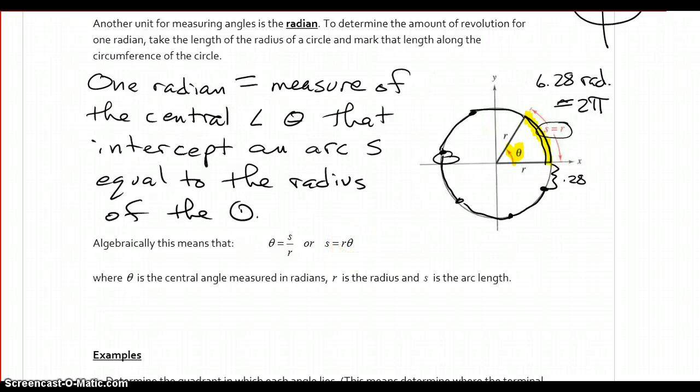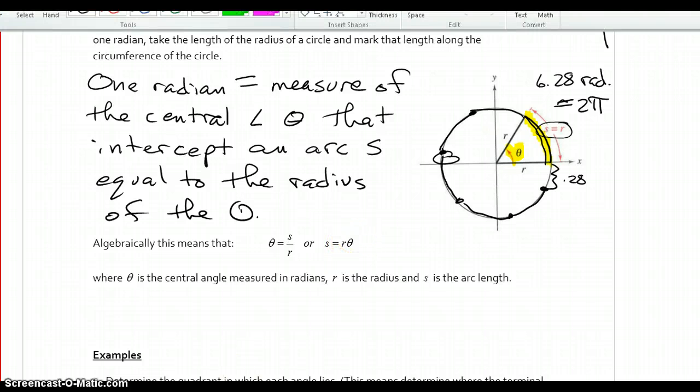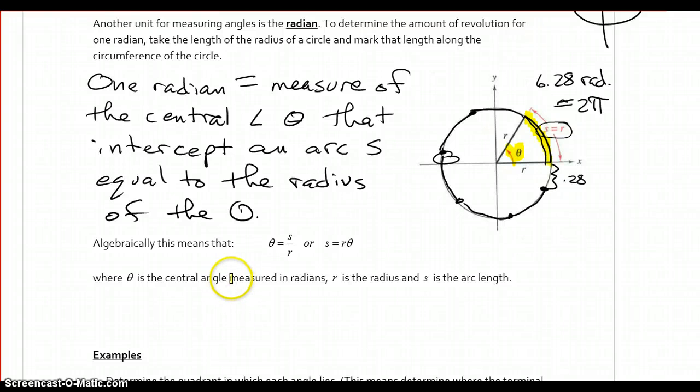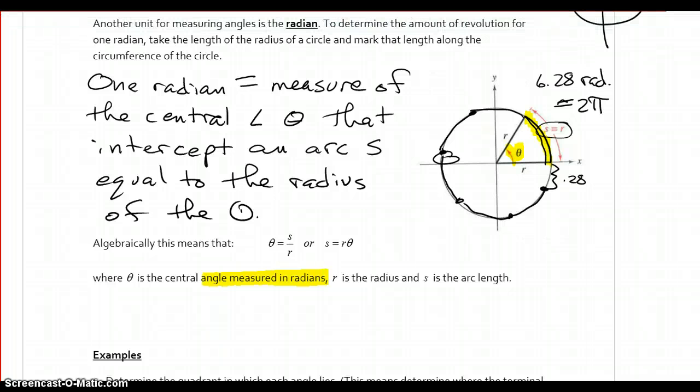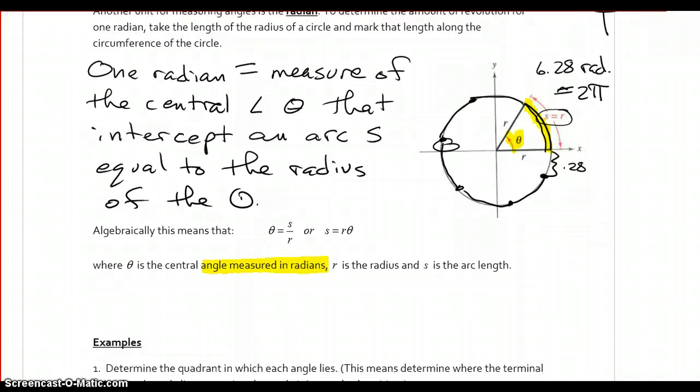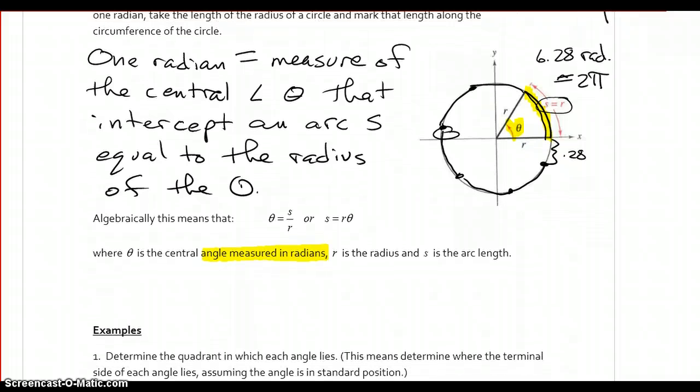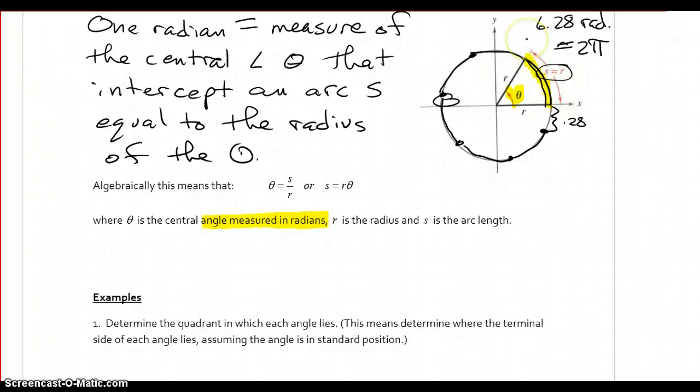It's important here that the angle is measured in radians. We're going to be switching a lot between units here, and on your calculator you need to make sure that you're always in the correct unit. So get used to switching back and forth between degrees and radians. That's where we get the radian.